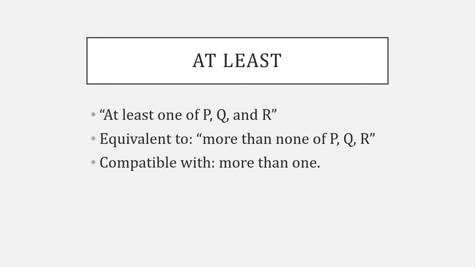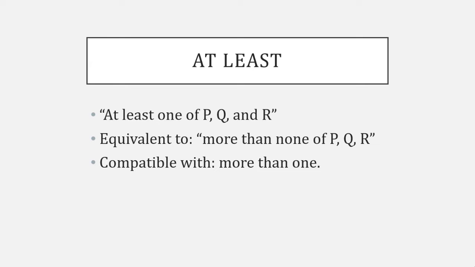So consider at least. At least one of P, Q, and R. So at least one of those things is true, which is exactly equivalent to more than none of P, Q, and R. And it's compatible with more than one. So if you say at least one, that's okay if there's one that's true, or if there's two, or if there's three that's true, right? At least one is compatible with more than one. Okay, so how would you symbolize this?